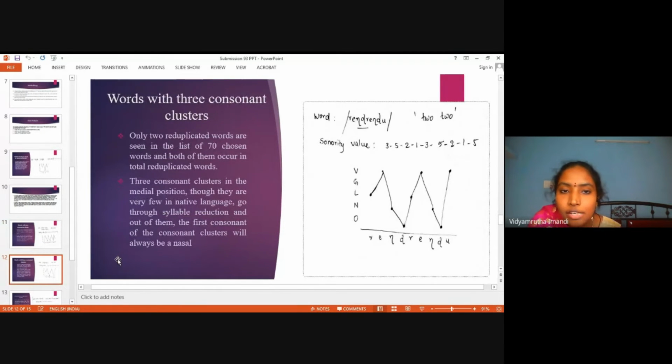And three consonant clusters in the medial position are very rare in Telugu. Out of all the words that we have chosen from the Peri Bhaskar book, only one or two words of this kind of three consonant clusters have been seen. And syllable reduction is usually seen in this kind of consonant clusters.